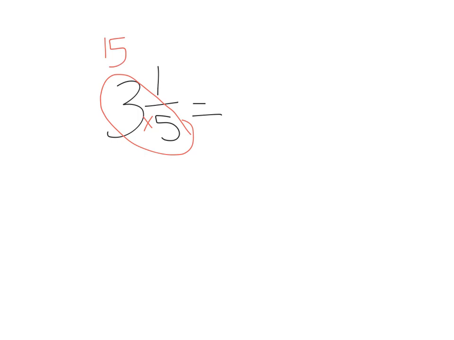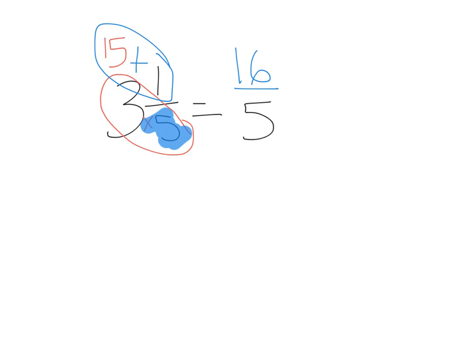I'm going to try a couple more problems. The first one we're going to do is take a mixed number, which is 3 1/5, and change that into an improper fraction. So the first step is to multiply the denominator by the whole number. So 3 times 5 is 15. Then you take whatever that answer was and you add it to your numerator. So 15 plus 1, that's going to give me 16. And then your denominator stays the same as your original fraction, which is 5. So your answer is 16/5.